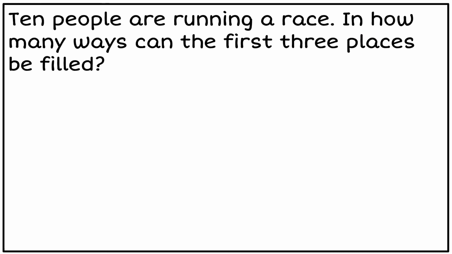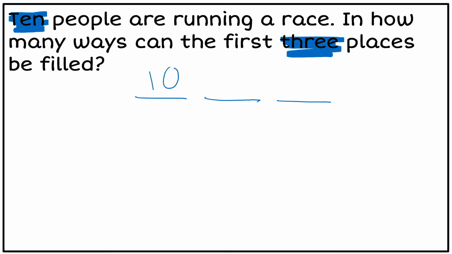This next question: 10 people are running a race. So we know we've got 10 people, and how many different ways can we order the first 3 places? What we're looking at is 3 positions: first, second, and third. In first place, I could have 10 different people. Once I've allocated somebody to first place, I now have 9 people left, so there are 9 different people that could be allocated to second place. When I have somebody in first and second place, there are now 8 people left that could fit into third place. So this is where the idea of the multiplication principle and factorials comes in. 10 times 9 times 8 means there are 720 different ways that 10 people could be ordered in this race.